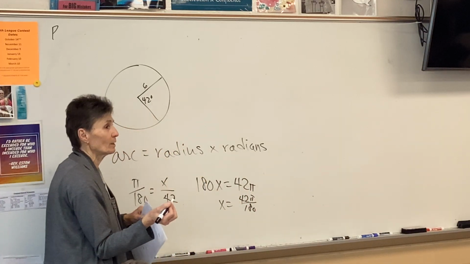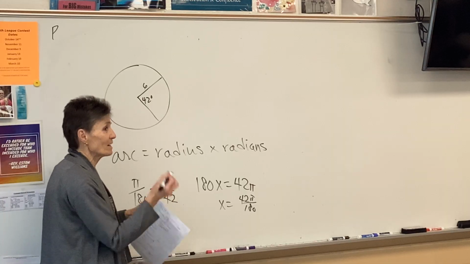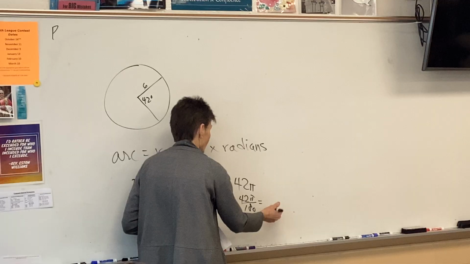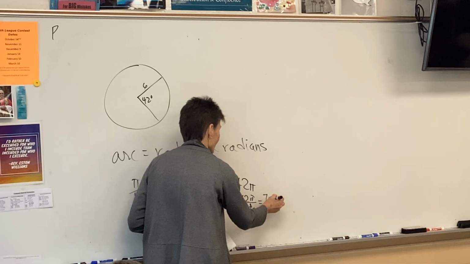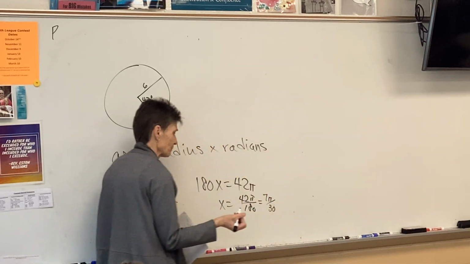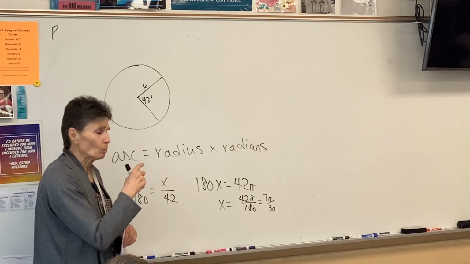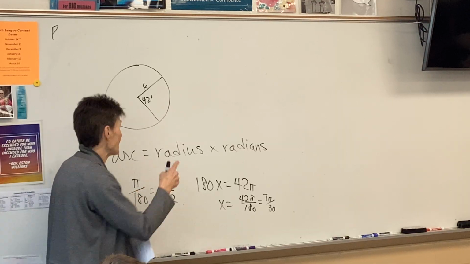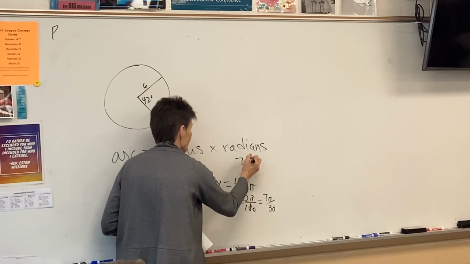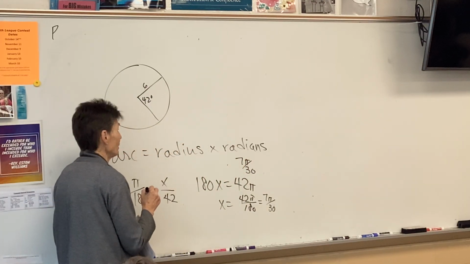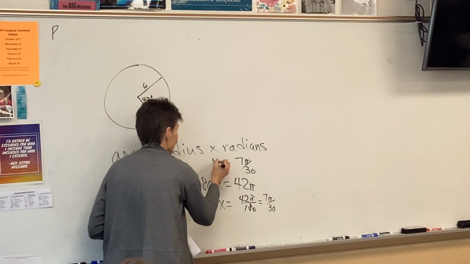At some point we're going to have to reduce, so I might as well just do it right now. 6 goes into both of those. So 7 pi over 30. Not the answer. What is that? That's your radian measure right here, 7 pi over 30. And that is what you are going to multiply by 6.